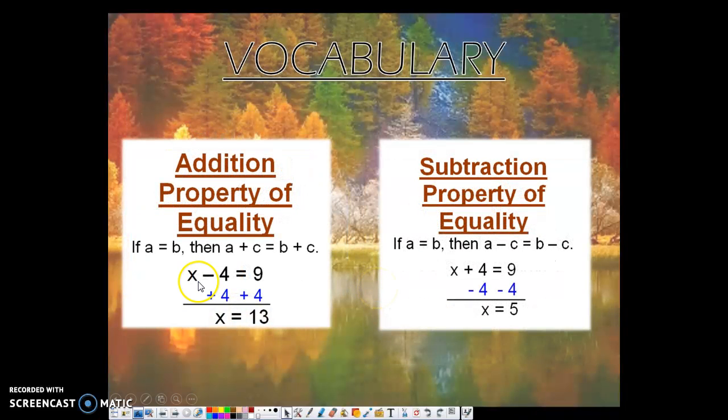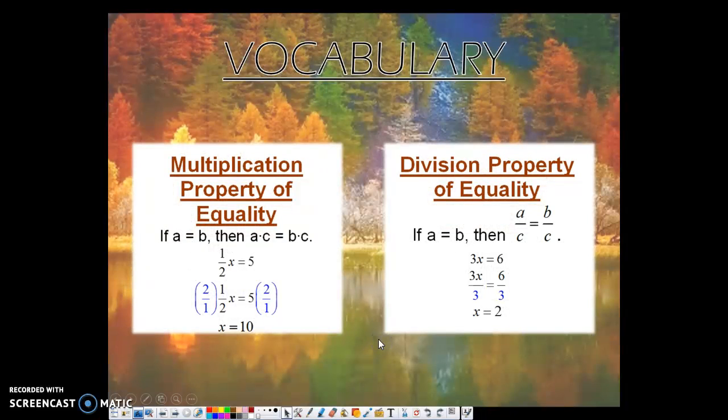Addition property of equality is meaning if you add on one side, then you must add on the other. Subtraction property of equality means if you subtract from one side, then you must subtract from the other side. Multiplication property of equality means if you multiply on one side, you have to multiply on the other side. Division property of equality means if you divide on one side, you must divide on the other side.